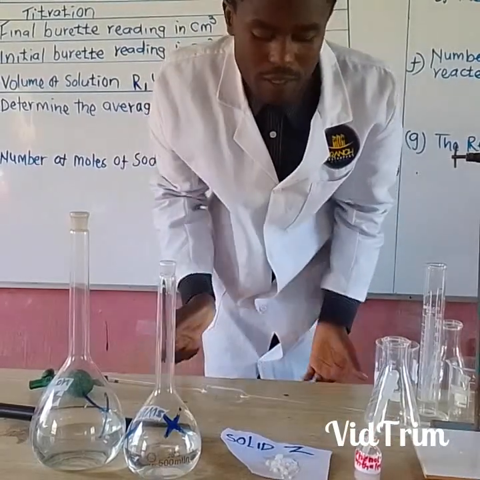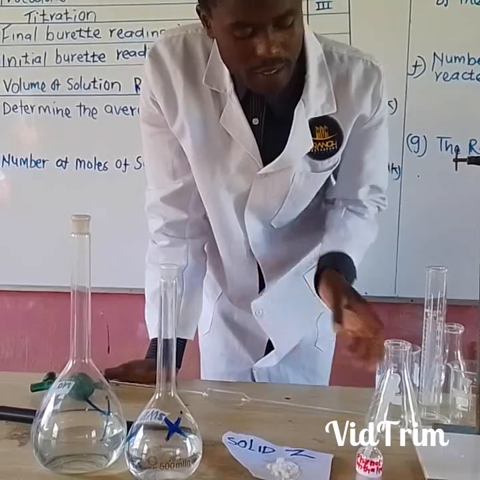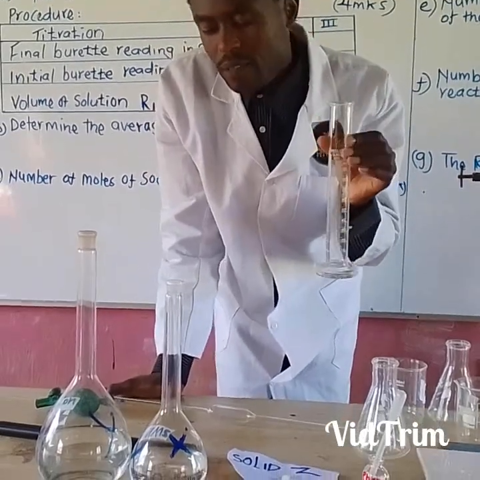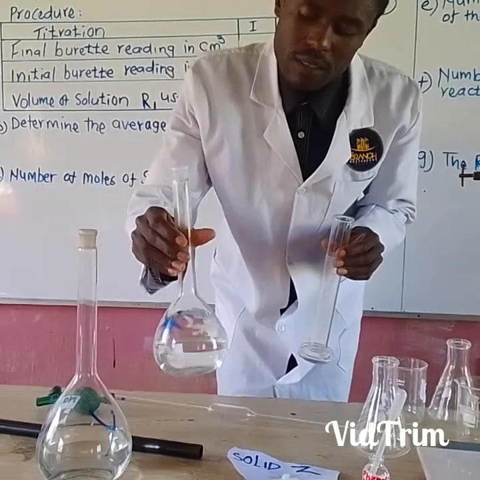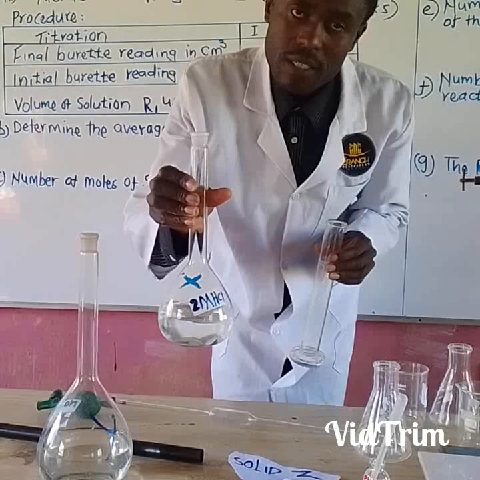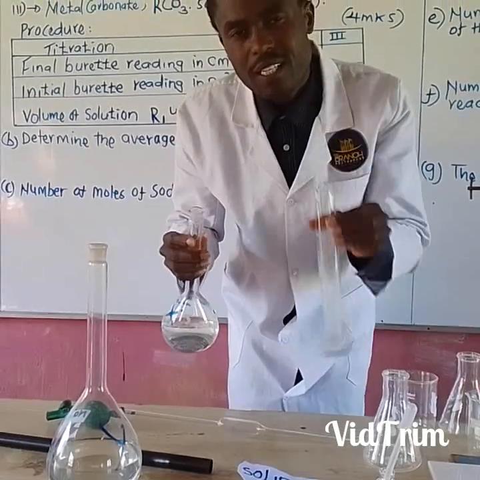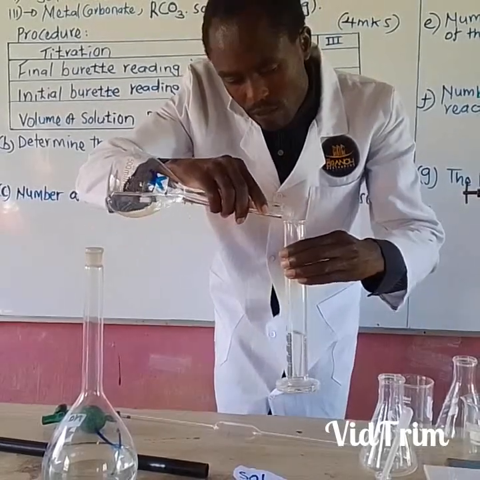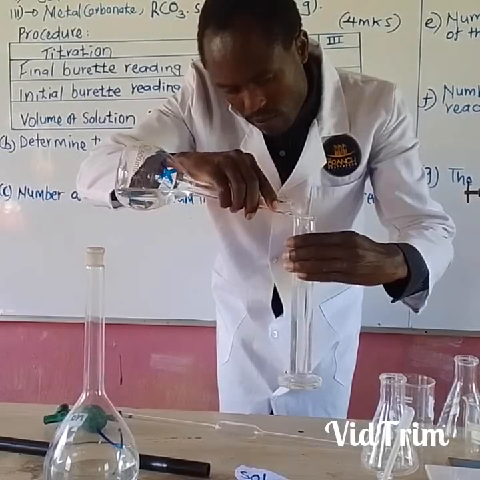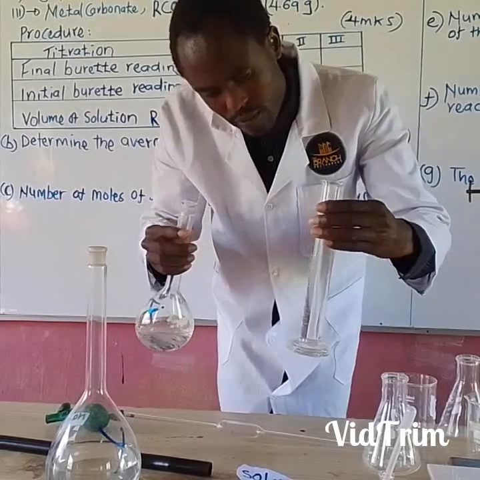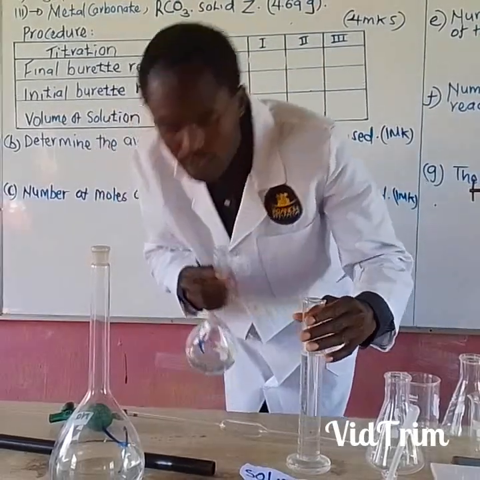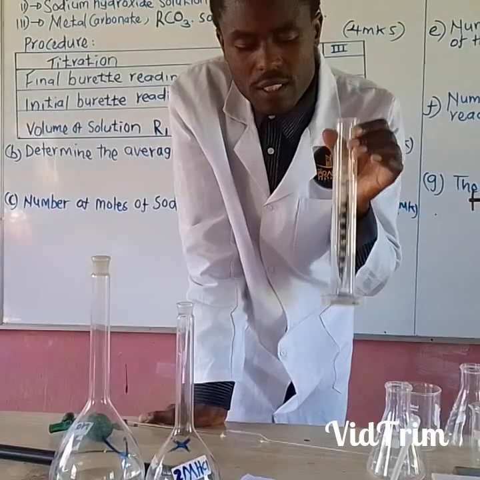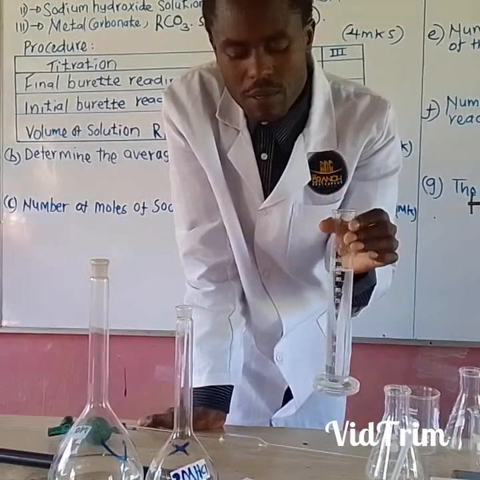So procedure number one, without wasting time, I have to take a 100 mL measuring cylinder. Then I measure solution X, which is 2 molar hydrochloric acid, and I'm going to measure exactly 100 mL. Is it okay, my student? Let us go. So this is exactly 100 mL of solution X, that is 2 molar hydrochloric acid. That is procedure number one.